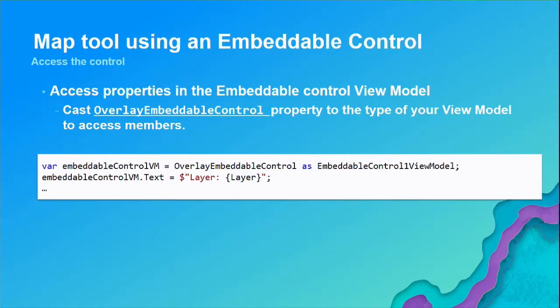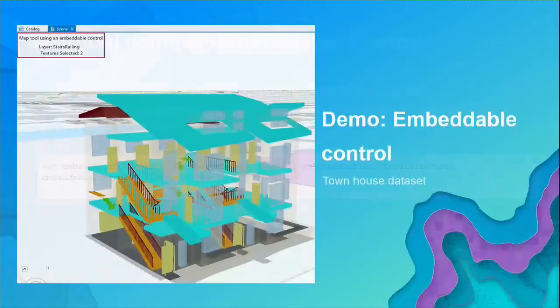And the third and the final step kind of ties it all together. So now how do you access your members in your embeddable control's view model? You do that by casting the overlay control property to the type of your view model. Now you will be able to access all your view model members, and here on the slide you can see the code snippet for that. And we'll also see this in the demo coming up.